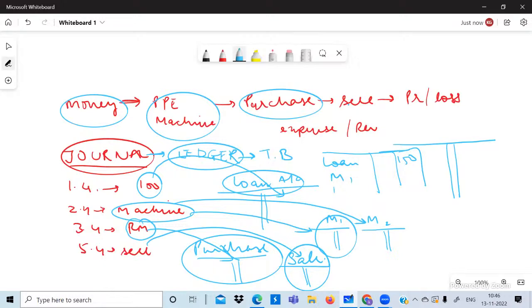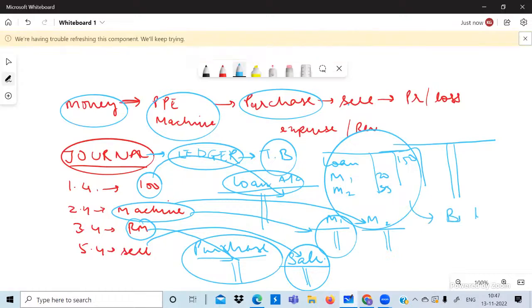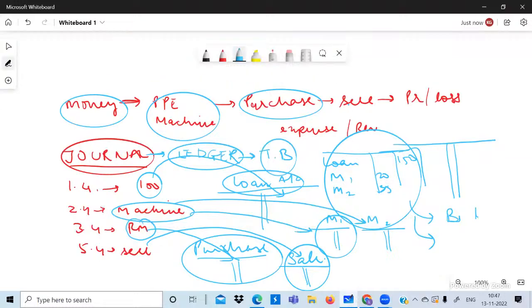Then I've got machine one account, machine two account. So machine one, I bought asset worth, let's say 20 crores. Machine two is an asset worth 35 crores, so on and so forth. So I look at what's the balance at the end, and that's noted down in a trial balance. And from this trial balance, finally, what I make is a balance sheet and an income statement. So using this trial balance, I'll make the balance sheet and the income statement.